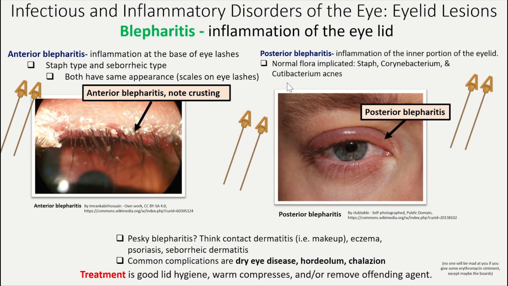So let's talk complications now. And again, clinically, no one will really get mad at you if you give someone some erythromycin ointment for this, but the real answer is no need for antibiotic, just good lid hygiene, warm compress, and remove the offending agent.